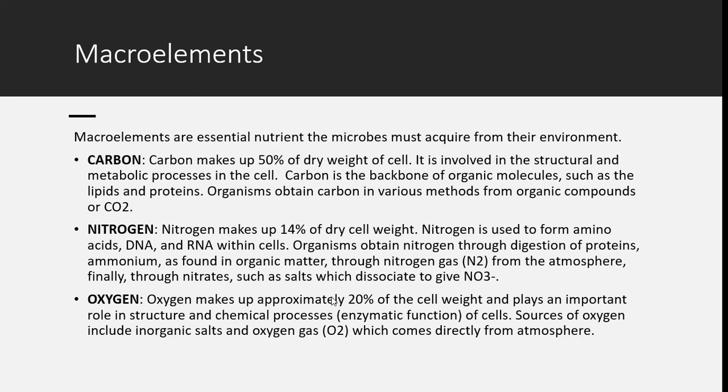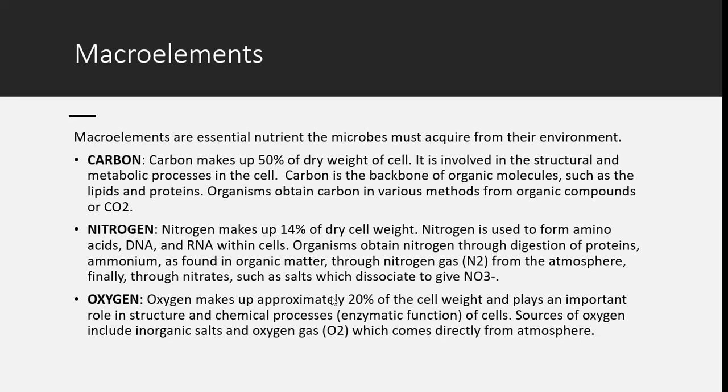So let's start with the biggest and probably the most obvious, that is carbon. Carbon is going to make up about 50% of the dry weight of a cell, and it's going to be used in most every structural and metabolic process that a cell has. So it is a backbone of organic molecules such as lipids and proteins, and as you may recall from previous discussions, these are essential for survival. The next is nitrogen. Nitrogen makes up 14% of the dry weight of the cell, and it's going to be essential in forming amino acids, which are needed for proteins and for the genetic materials within the cell.